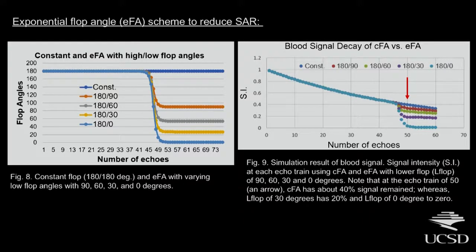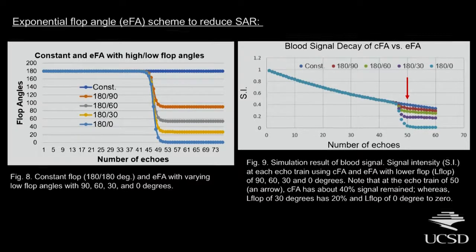The left slide shows the flip angles going down from 180 to even 0 degrees, and what happens to the decay of the signal compared to constant flip angle and exponential flip angle. You can reduce the flip angle and keep the signal, but you don't need it for the later echoes. So it has intrinsic T2 plus shortening of T1 recovery time.